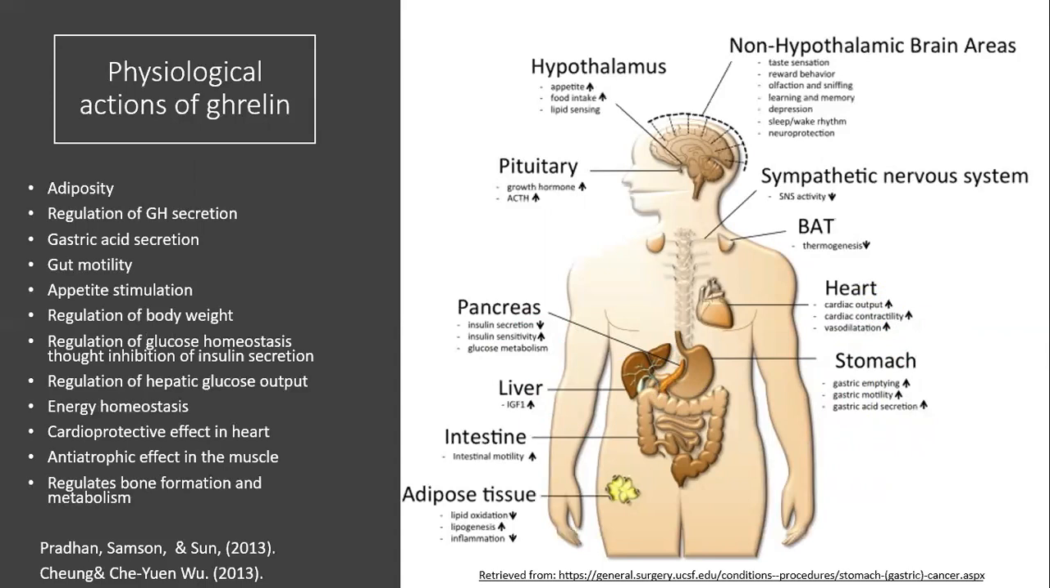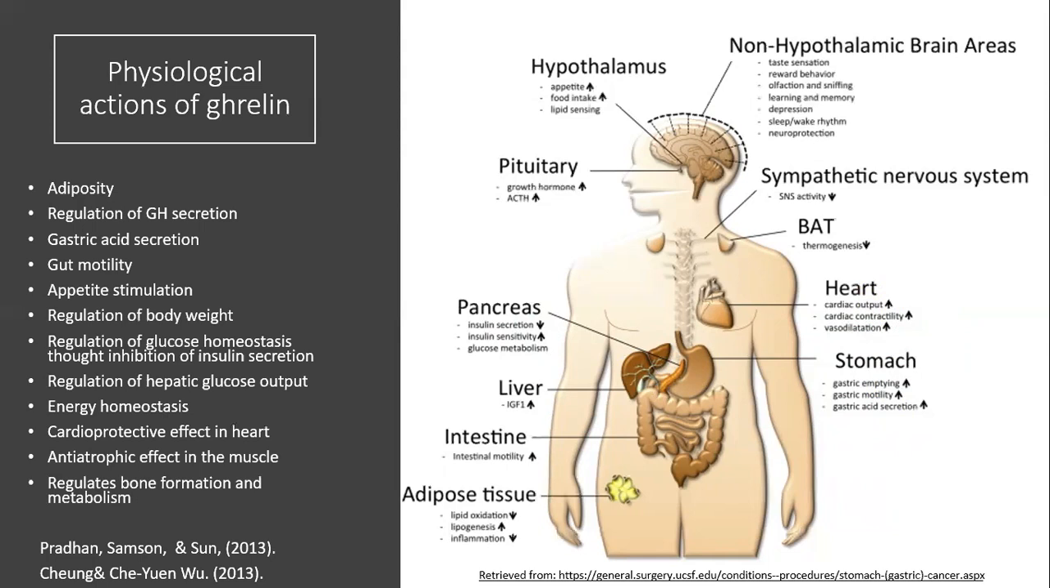Ghrelin interacts with many hormonal systems, which can be seen through exploring the physiological actions of ghrelin. Gastric ghrelin regulates the energy balance acting at different levels and through different mechanisms. The regulation of growth hormone secretion, adiposity, gastric acid secretion, gut motility. It plays an important role in anorexic behaviors, appetite stimulation and regulation of body weight.